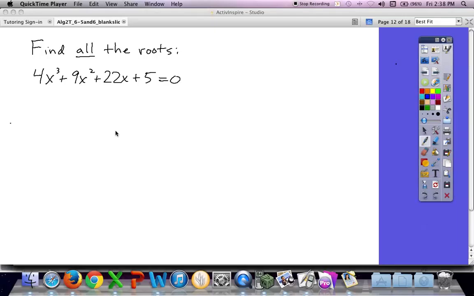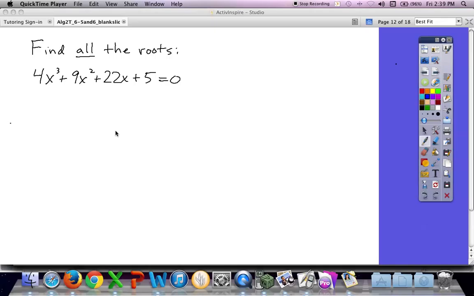Okay, find all of the roots. It's similar to the last one we just did. Again, what do you think our first step would be? We know it's a cubic. It doesn't have any greatest common factor to take out, like an x, to make it a quadratic. So we need to find a rational zero to get started.